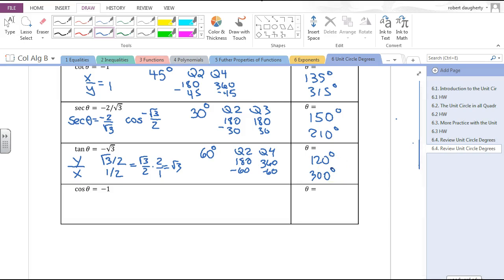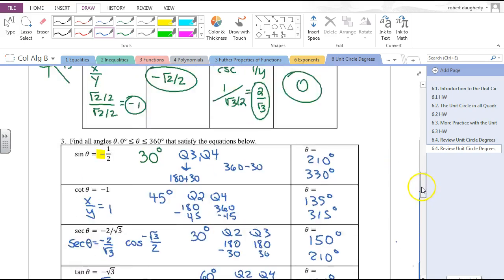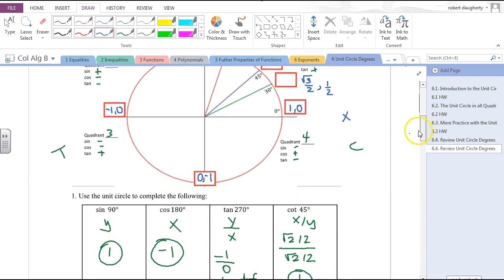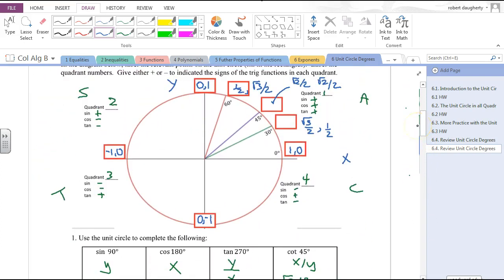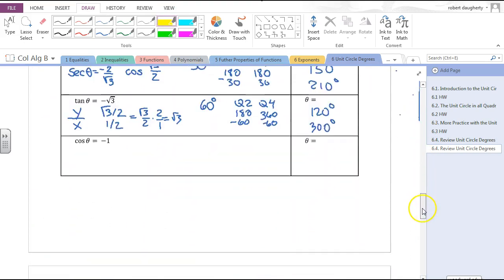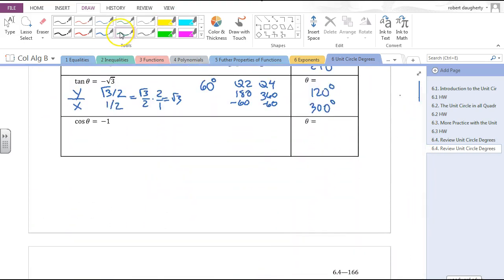Cosine is negative 1. Where is your x-coordinate negative 1 on the unit circle? That only happens one place. That's right here. Your x-coordinate is negative 1. That's a 180-degree angle. So in this case, this is 180 degrees.